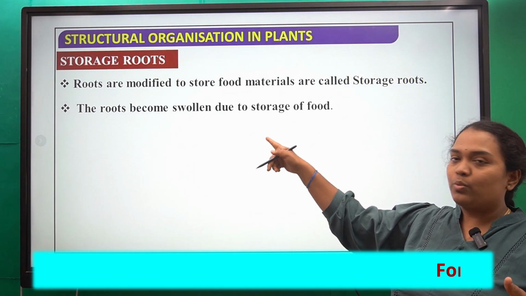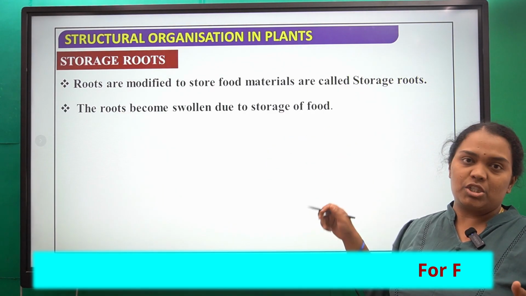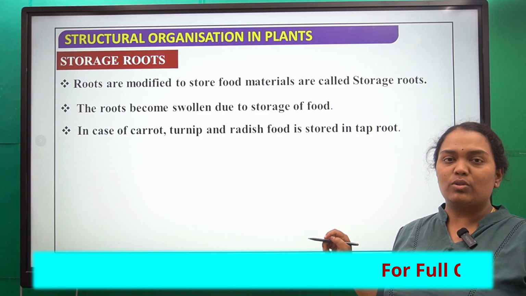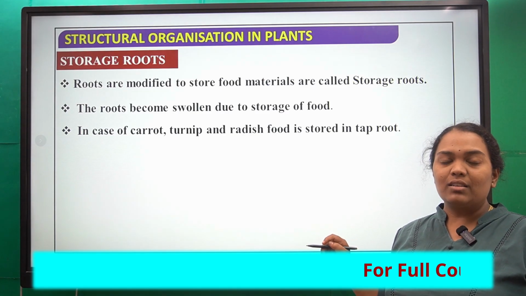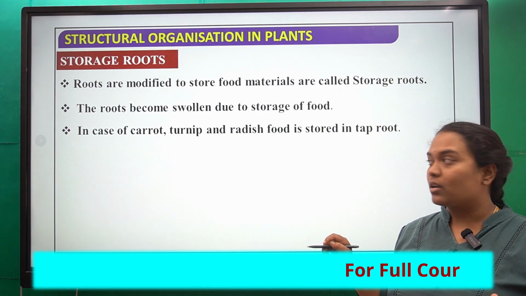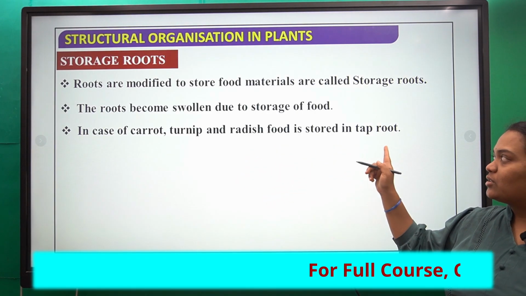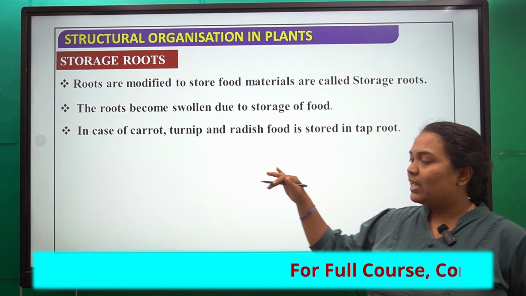The roots become swollen due to the food deposition there. It is stored so that it can be used in the later stages. All these roots can be consumed by other organisms. In the case of carrot, turnip and radish, food is stored in what? Tap roots. Please note it down.